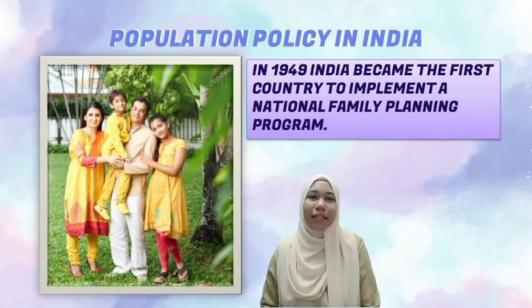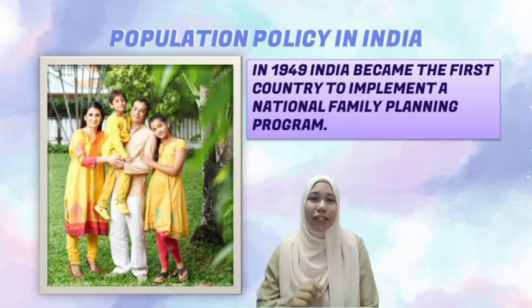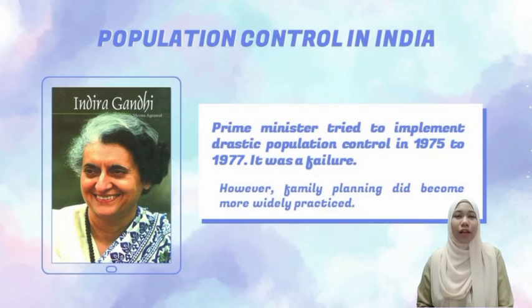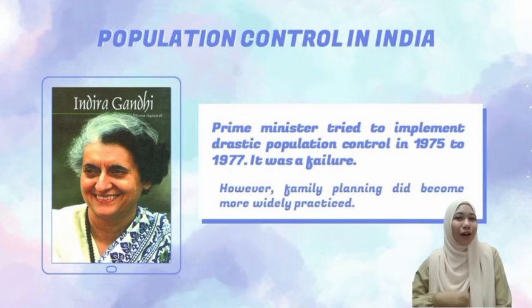Let's consider the case in India. In 1949, India became the first country to implement a national family planning program. By the early 1970s, observers were becoming increasingly alarmed by the very high rate of population growth in India. When Prime Minister Indira Gandhi tried to implement drastic population control in 1975 to 1977, it was a failure. However, family planning did become more widely practiced.